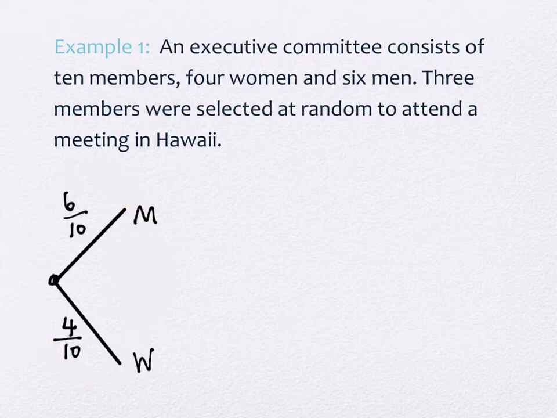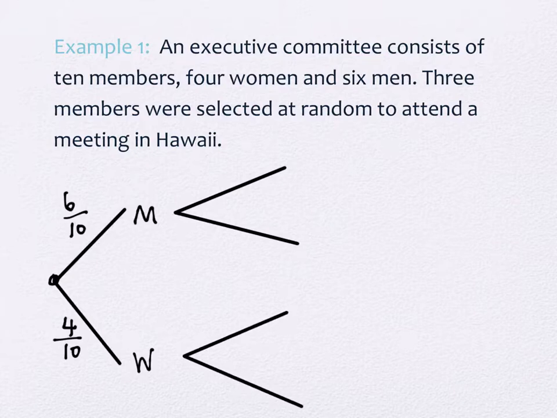But I'm not just drawing one person to go to Hawaii. I'm supposed to be drawing 3. That's what it said. I need 3. So after I do the first draw, no matter who gets drawn, I have to draw again. So I'm going to make another set of branches out from this. And again, my options are that I draw a man's name or a woman's name each time.